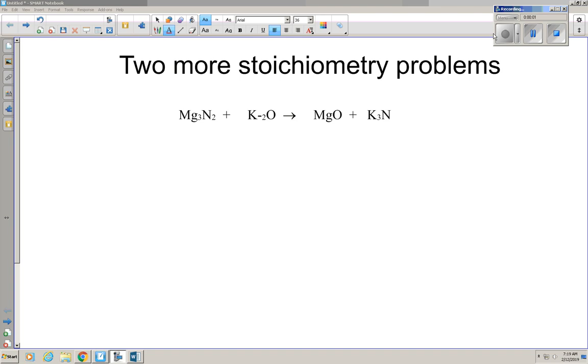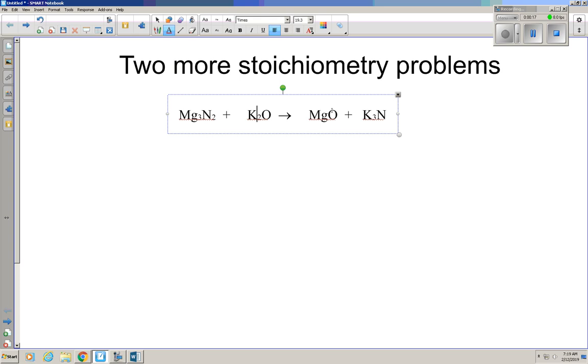Okay, everyone. I want to go over two more stoichiometry problems just so everyone has more practice that they can work with. So here's a new chemical equation. This substance here is magnesium nitride, and this is potassium oxide. Magnesium oxide, and this over here is potassium nitride. I know a lot of people have had questions like, how do I tell what formula is which? Over time you get better at that, and we will have more practice throughout the year.